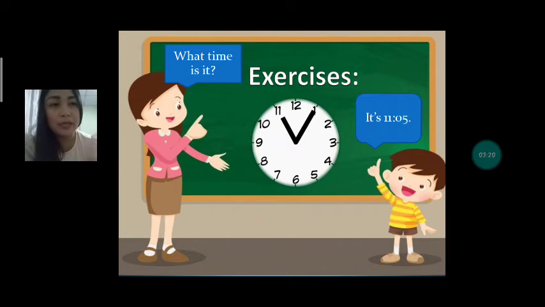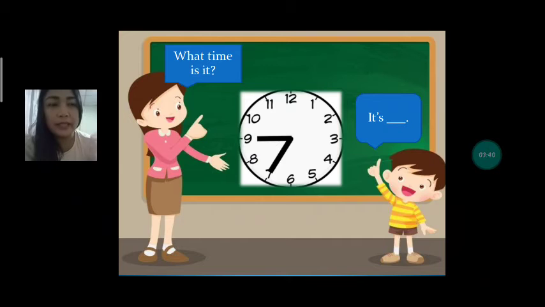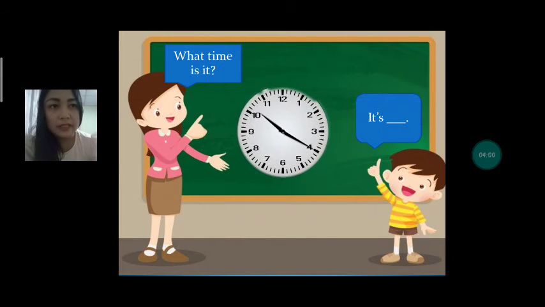What time is it? The short hand is pointing to 11 and the long hand is pointing to number 1. So again, we count by 5 minutes. It's 11:05. Again, it's 11:05. How about this one? The short hand is pointing to number 9 and the long hand is pointing to number 7. From 1 to 7, we count by 5: 5, 10, 15, 20, 25, 30, 35. So the time is 9:35.